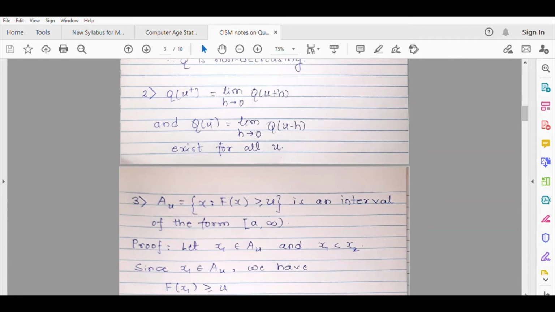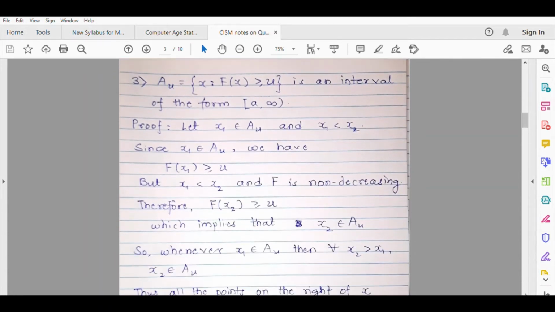Then the third property is that A(u) is an interval of the form closed interval a to infinity. Now how do we prove this? Notice that this is an important result, and it is extremely useful. It gives you an idea about the kind of intervals you are going to get when you invert the CDFs. So how can we prove this?